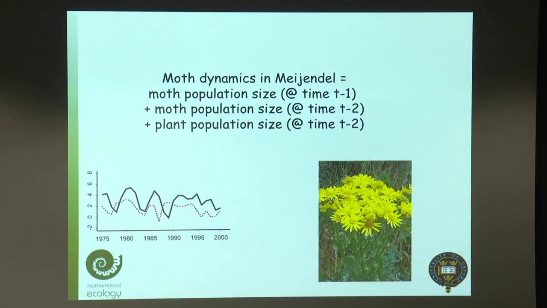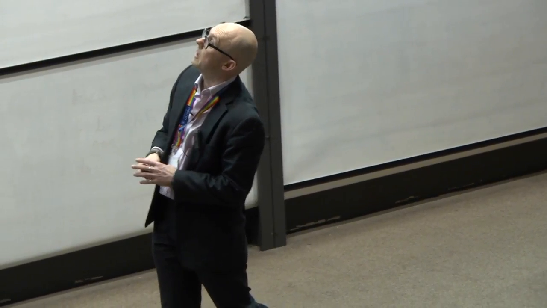And how do those two things interact? So the black line is, as I said, the moth numbers. And I'm asking basically, how do those numbers change over time from one time step to the next? What are the drivers? How are the numbers in the previous time step important, or two time steps back, really important in driving these sorts of population dynamics?